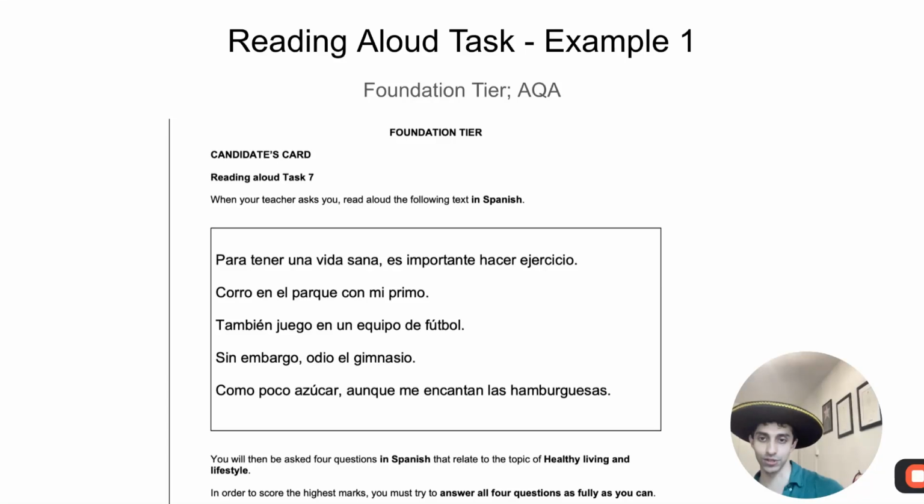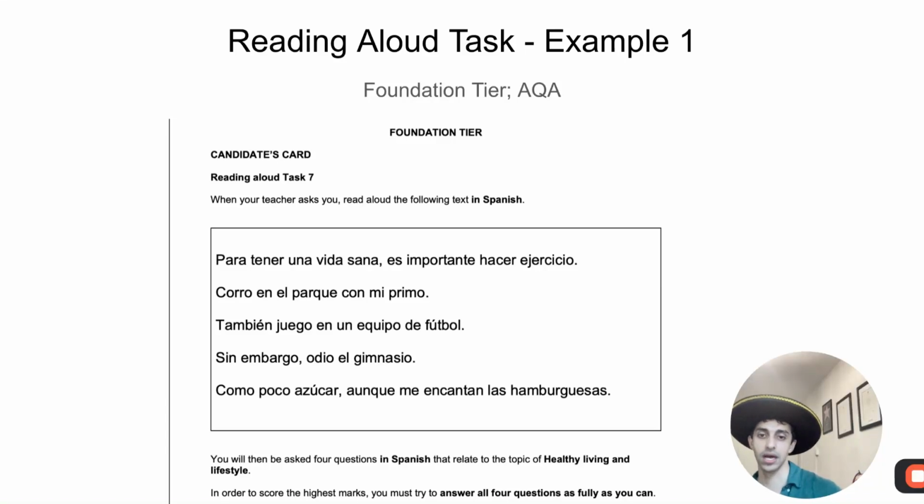Para tener una vida sana, es importante hacer ejercicio. Corro en el parque con mi primo. También juego en un equipo de fútbol. Sin embargo, odio el gimnasio. Como poco azúcar, aunque me encantan las hamburguesas.